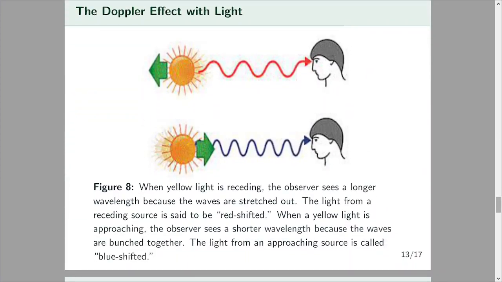Here's a schematic of that, right? When the yellow light is receding, the observer sees a longer wavelength because the waves are stretched out. When the yellow light is approaching, the observer sees a shorter wavelength because the waves are bunched together. It's not the best schematic, but it makes it reasonably clear.